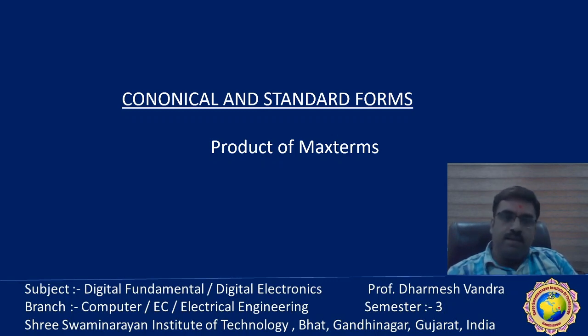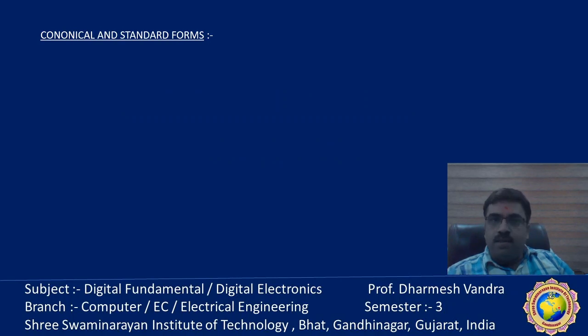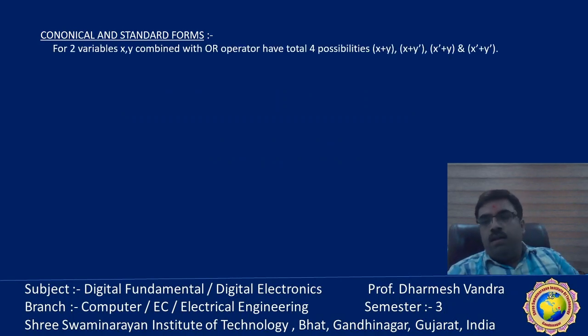In the last session, we discussed the sum of minterms, or you can say the sum of products. Today, we will discuss the product of maxterms, or product of OR functions, or product of sums. This is also known as a canonical and standard form. In minterms, we consider the AND operator. Here in maxterms, we will consider the OR operator.